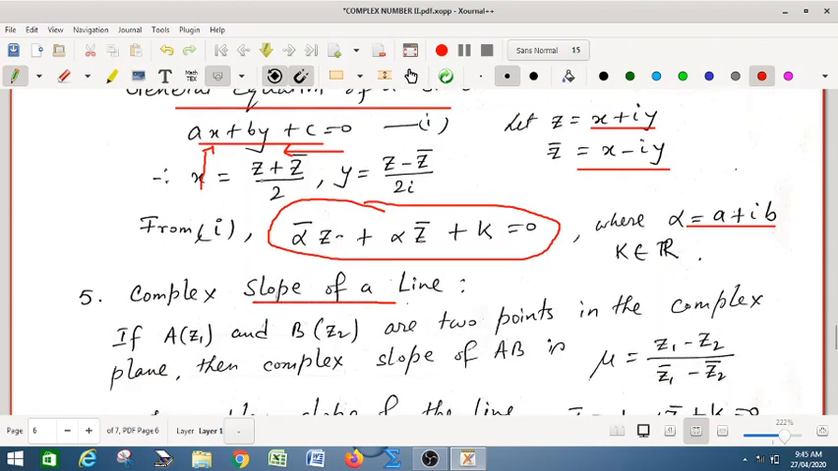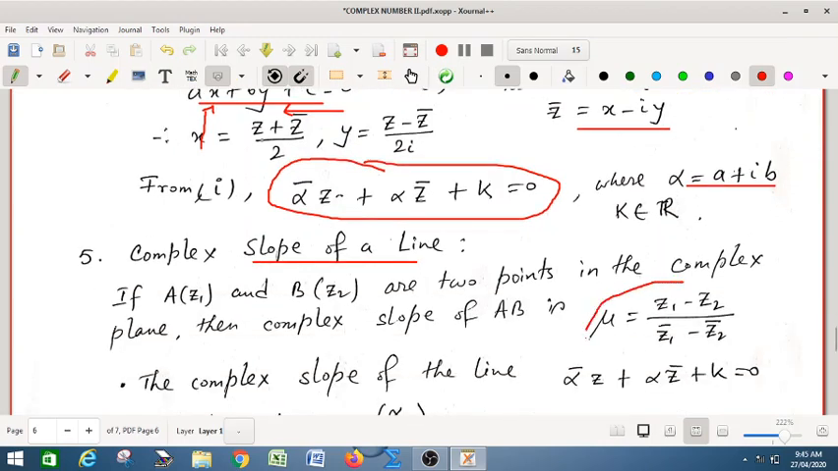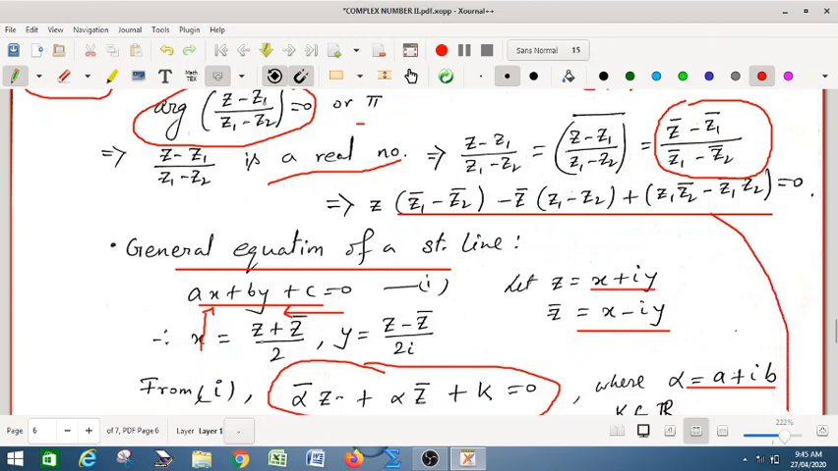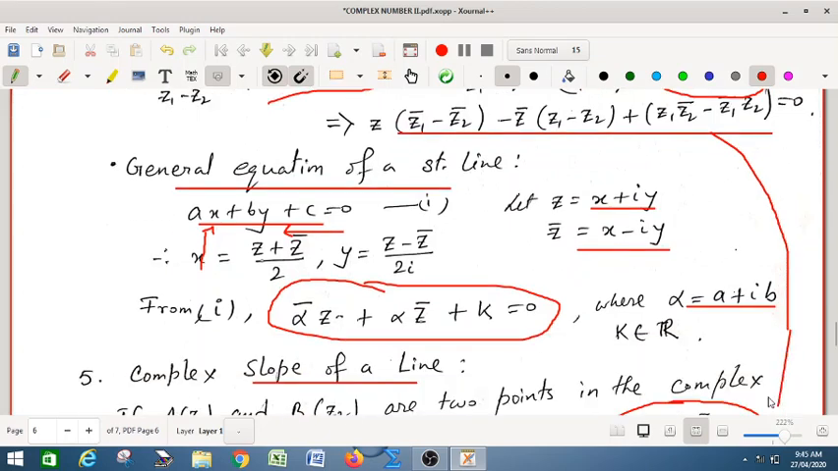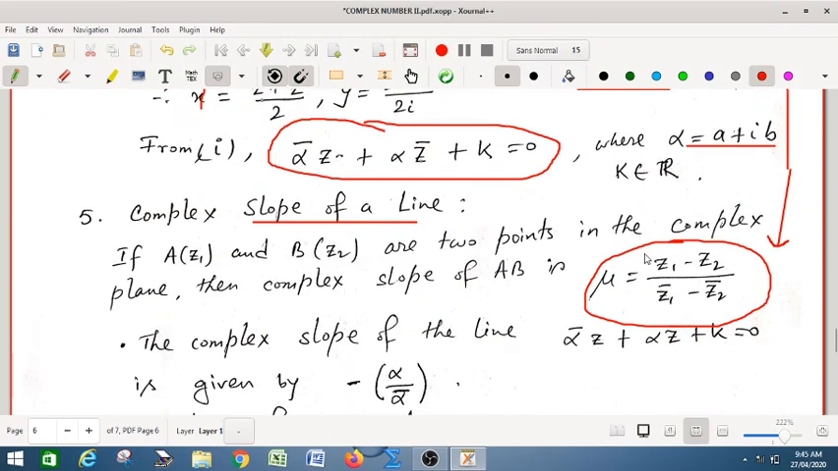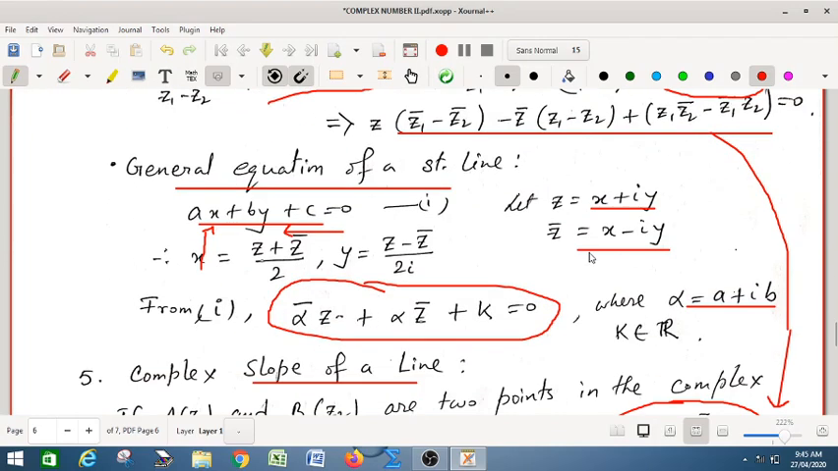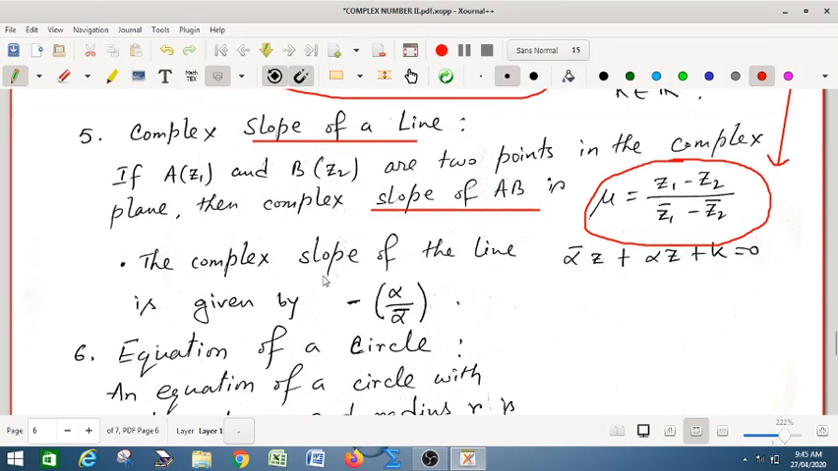What is the complex slope? The complex slope is given by mu is equal to (z1 minus z2) by (z1 bar minus z2 bar). Look at that, this is from this equation. This gives you the complex slope of AB. This is also something you have to remember, that is calculated from here. You can easily calculate from here. The slope of this line is this, and the slope of the line in the general form is minus alpha by alpha bar.